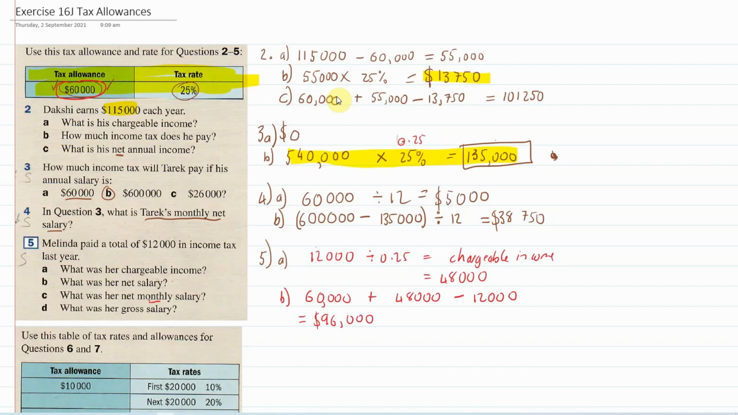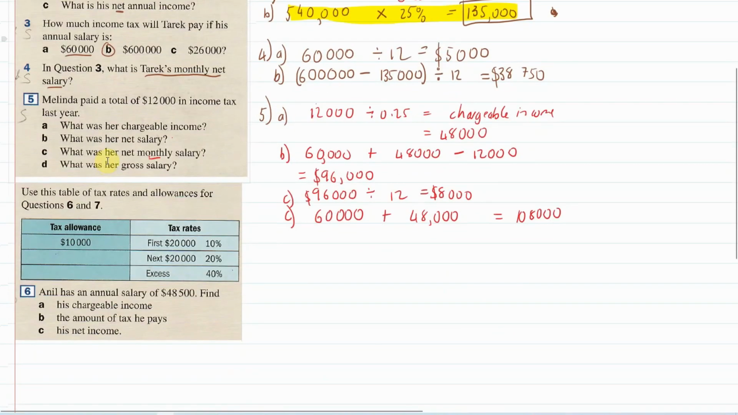$96,000. To find her net monthly salary, we're going to take the $96,000 and we're going to divide it by 12, which is 12 eights are 96, so $8,000. And her gross salary is simply going to be the $60,000, the tax allowance, plus the $48,000, which gives us $108,000. Okay, and that's that one.